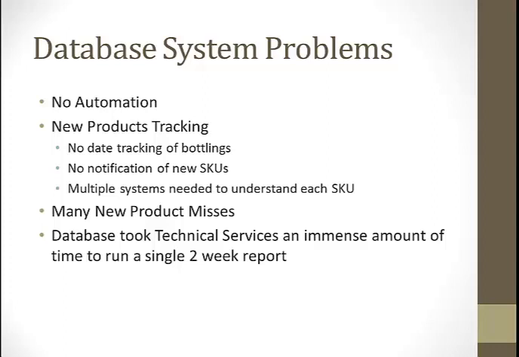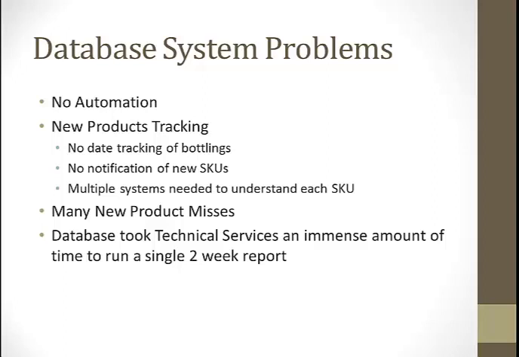Consequently, because of these new product misses, major strain would be brought upon both operations and scheduling. Operations would need to find a way to bottle something that they are not prepared for, while scheduling would need to rearrange the schedule in order to take into account the major downtime that these new product misses would cause operations. The last database problem was the immense amount of time it took me to run a single report.